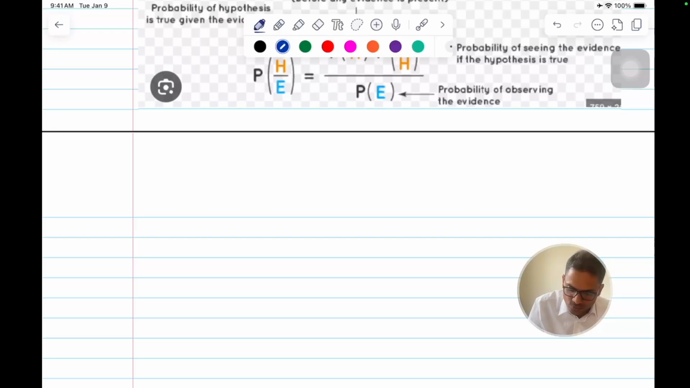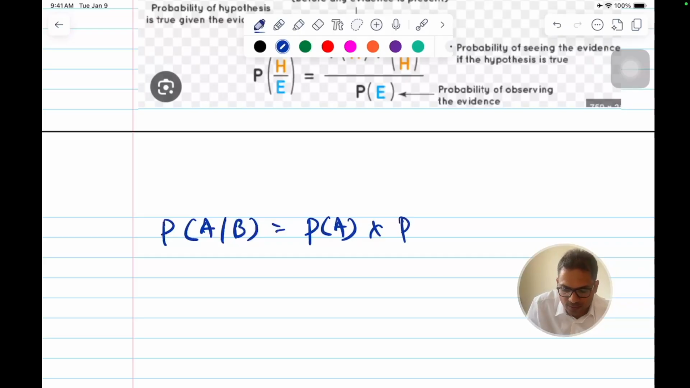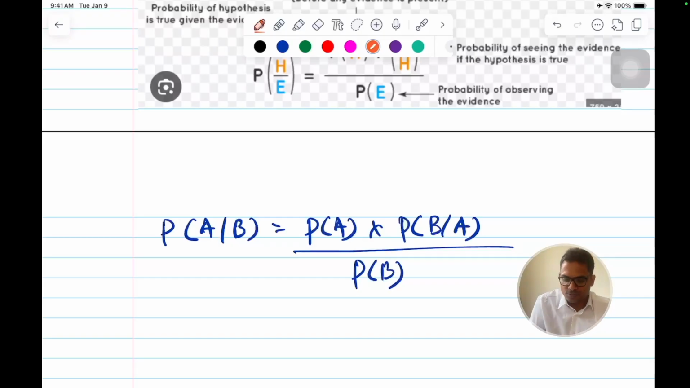So this is just good to know. Again, probability of A given B is equal to probability of A times probability of B given A, divided by probability of B. What are these things called? Just know the terms. This is called the posterior, meaning after getting the new evidence or new information, what is the truth now? This is the posterior, and before, this is called the prior.